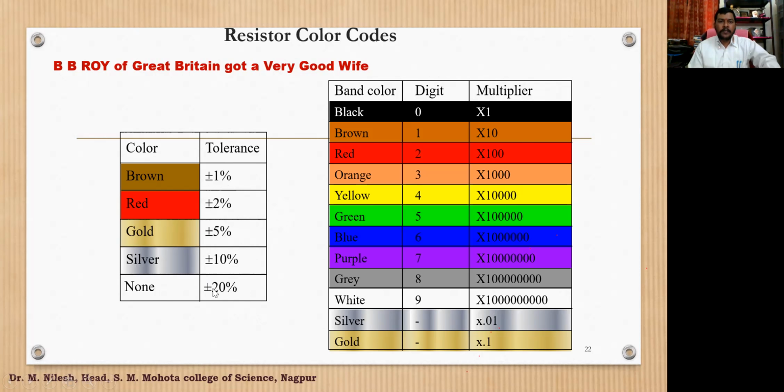So just remember this. The sentence for the color coding is B.B. Roy of Great Britain got a very good wife. This statement you are able to remember, and accordingly you can make a chart of this. So accordingly we will have black, brown, red, orange, yellow, green, blue, violet, gray, white, silver, and gold. Right. So this is there.